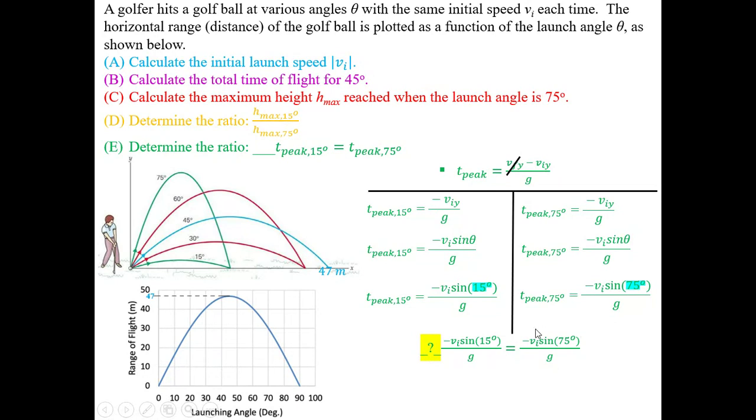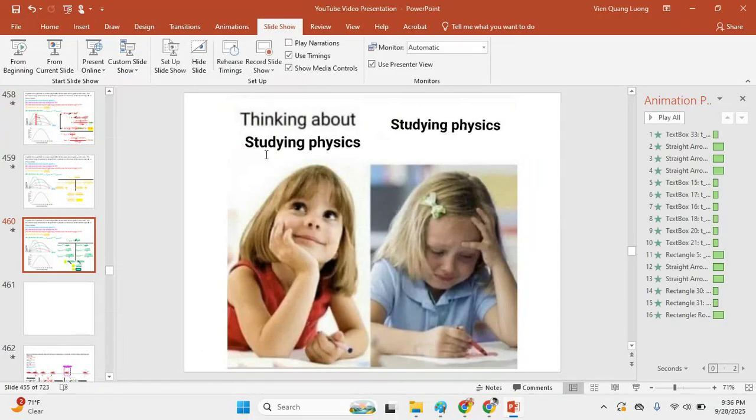So, well, if you look carefully here, VI and G are on both sides and the negative signs too. So really at the end of the day, to solve for the question mark here, this coefficient, you can just divide both sides by sine of 15 to get it by itself. So the question mark is going to equal sine of 75 divided by sine of 15 degrees. So if you do it on your calculator, you get a value of 3.73. So that would be the blank here, right? Which makes sense, right? It would take longer to reach the peak at 75 degrees than it does at 15. So the coefficient needs to be bigger than 1.